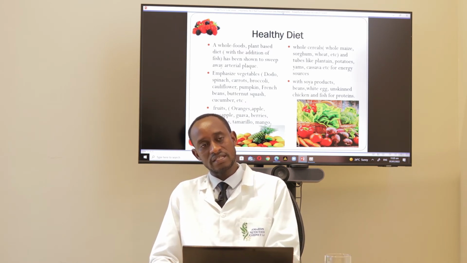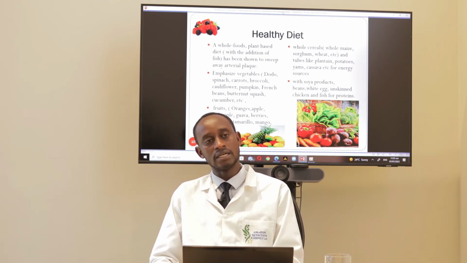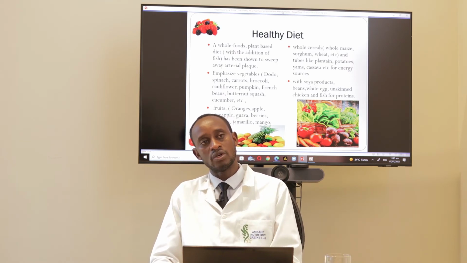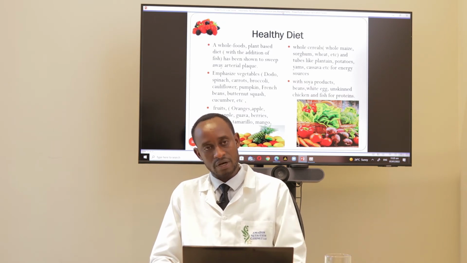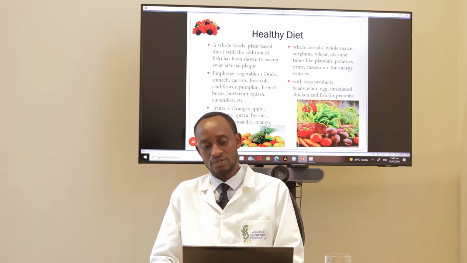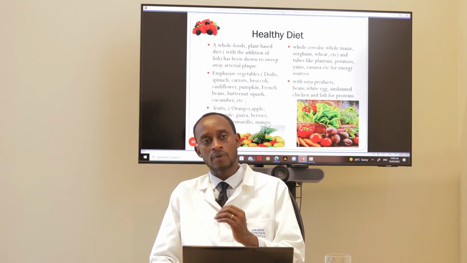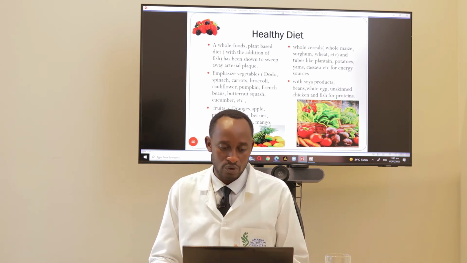Remember, when there is plaque in the artery, it affects blood circulation. When blood circulation is affected, it will end up causing cardiovascular diseases and hypertension. So people, our fellow community, it is very, very important when we are choosing what to eat to also include plenty of vegetables.